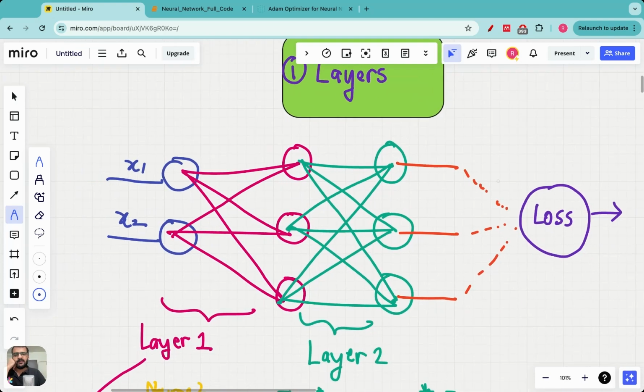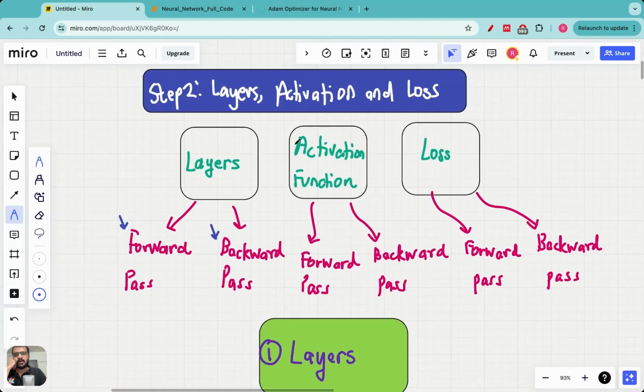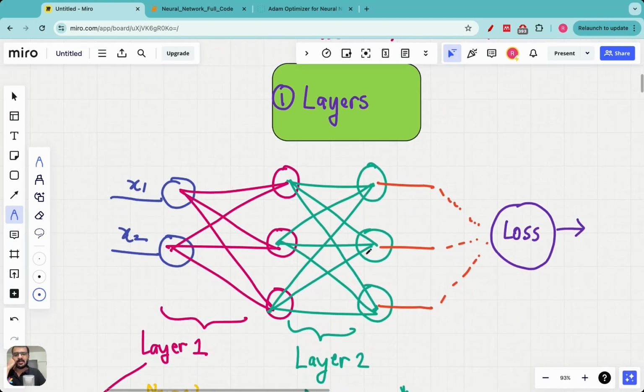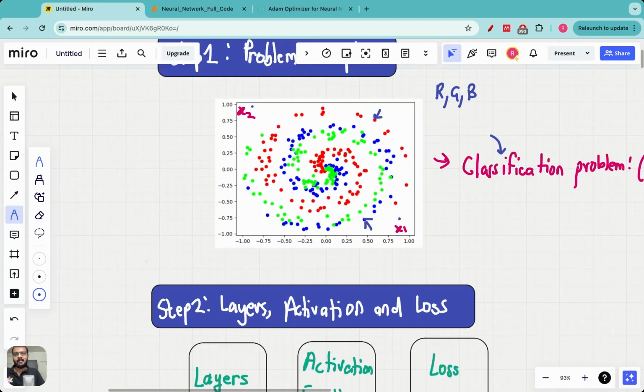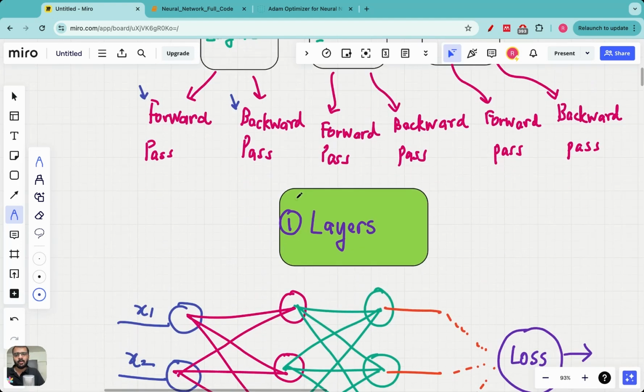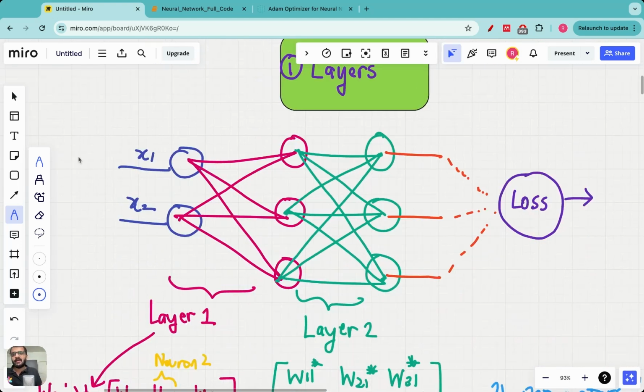So let's start with the first component of this architecture, which are the layers. If you think of the neural network architecture, layers are the ones which take up most of the space or form most of the key components inside a neural network. So this is how a neural network architecture actually looks. If you scan it from left to right, from the leftmost side, we have the inputs. Remember, every data point which we are considering here has two attributes, x1 and x2. So we have two inputs.